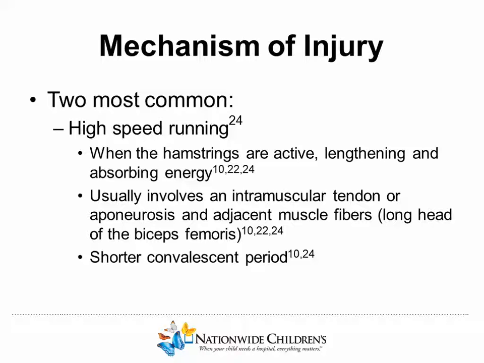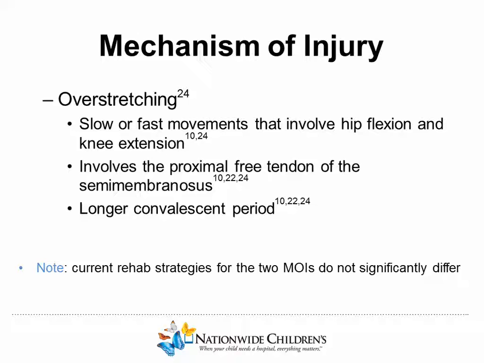That type of injury is usually going to involve the intramuscular tendon. So that's where that tendon kind of goes all the way through the muscle. There's not that nice muscle to tendon to bone transition. And it's more common to occur in the biceps femoris because that intramuscular tendon tends to run kind of throughout the entire muscle. With this kind of injury, it typically has a shorter convalescent period, which is just a shorter time to return to that pre-injury level of health status.